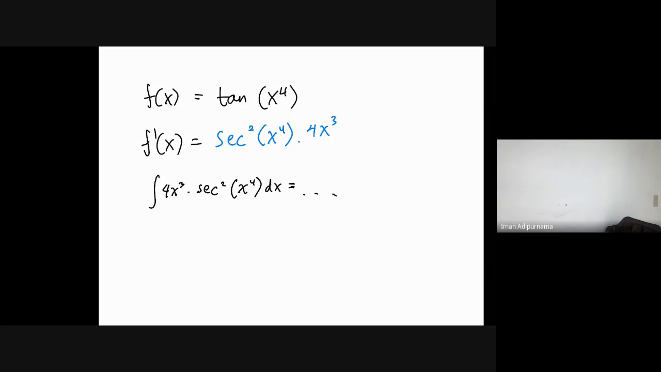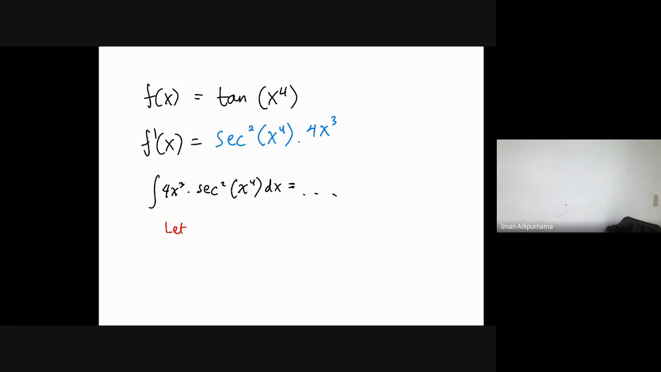Okay, so what is the integration of this whole thing? If we don't know this beforehand, how do we compute this? The idea is we know that secant squared, if we reverse, it becomes the tangent, right? The problem is this part. So based on this chain rule, we can let any variables change this, the 4x and x to the 4.